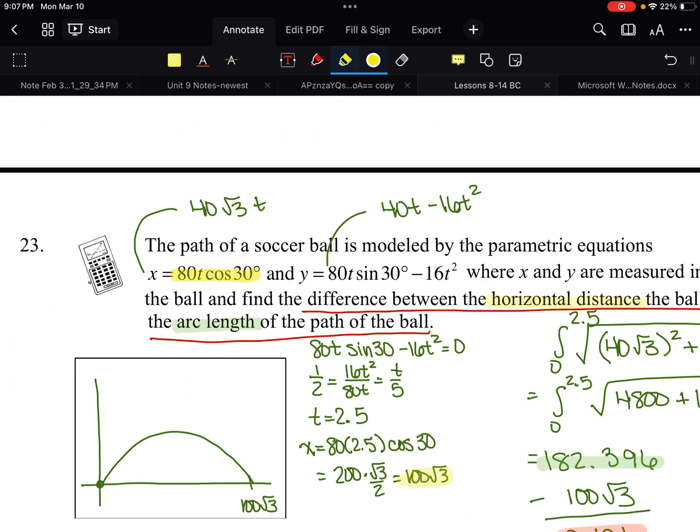Cosine of 30 is square root of 3 over 2. So if you multiply 80 times square root of 3 over 2, that's where I got 40 square root of 3 times t. This function, sine of 30 is 1/2. Half of 80 is 40. So that's 40t minus 16t squared. So I rewrote those to simplify them a little bit.